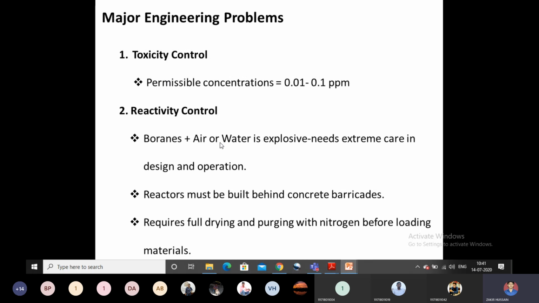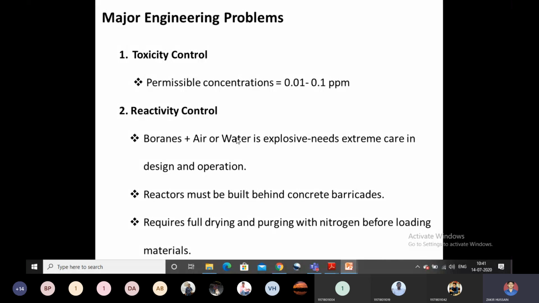In order to carry this out, before loading any reactant to the reactors, we need to purge the air inside the reactor with an inert atmosphere like nitrogen or argon. Before loading any reactant to the particular reactor, we also need to completely dry the reactor in order to remove any water present inside the reactors.